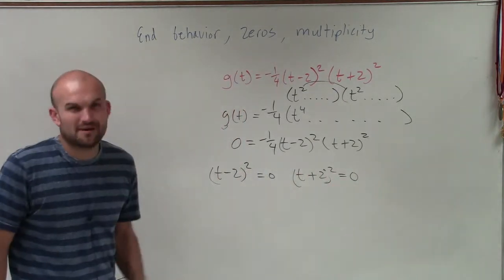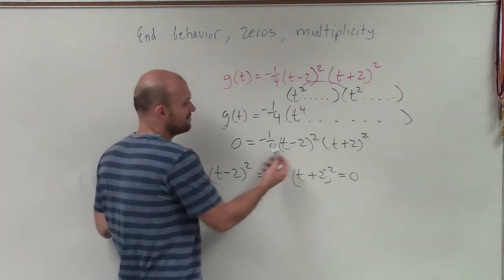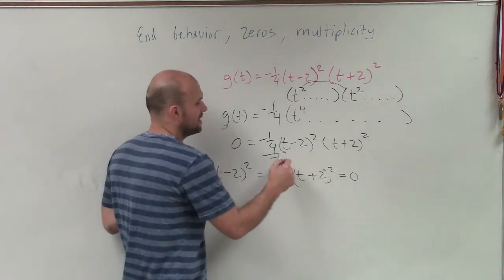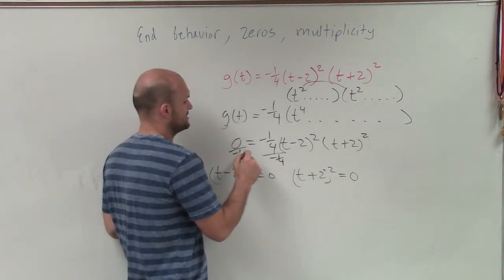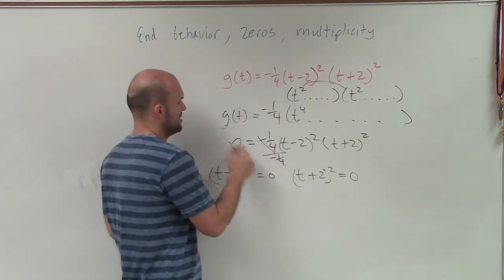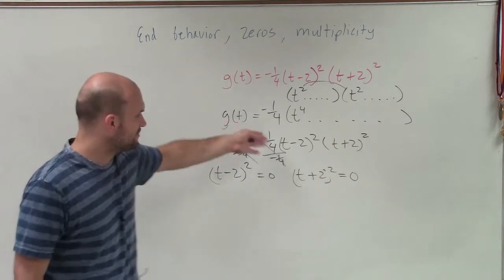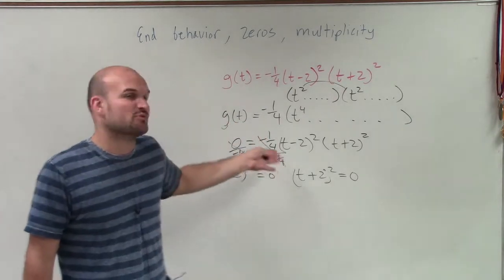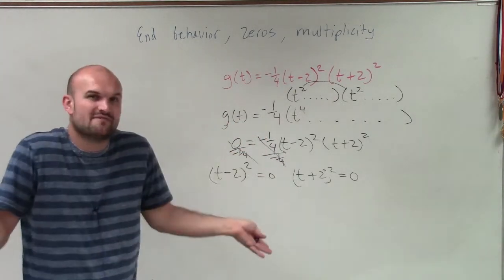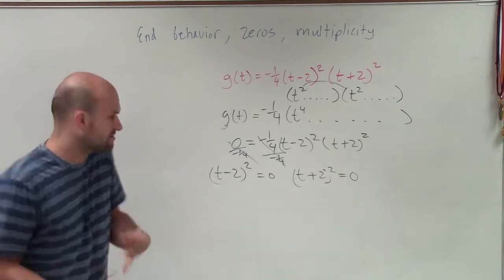Now you might say, what happened to the -1/4? Well, the -1/4 is just a multiplier. What I did, but didn't say anything about, is I divided it out on both sides. When you divide it out on both sides, it's really not affecting your problem. It's not another product you can set equal to 0 because it doesn't have a value of t, and we're just trying to find the values of t.